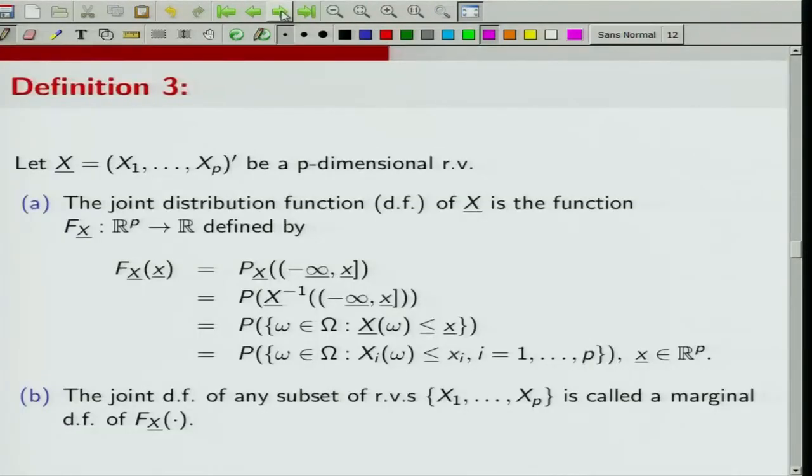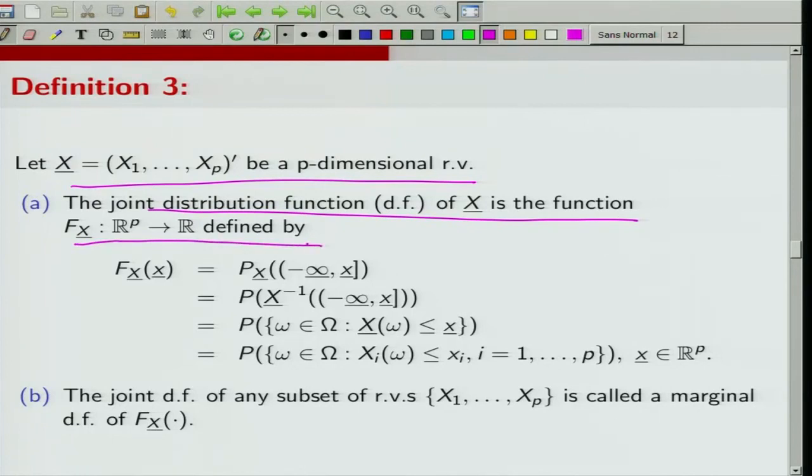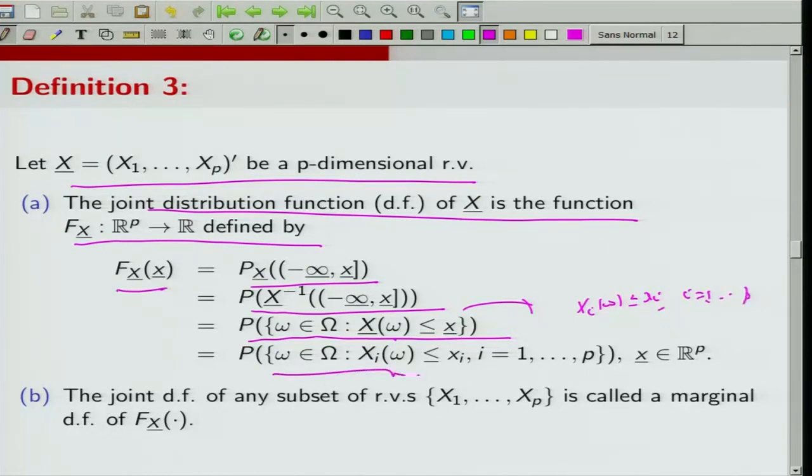So, under these notations, let me give this definition. Suppose X is a p-dimensional random variable. The joint distribution function of X is the function F_X from R^p to R defined by this: F_X(x) is the same as P(X in (-infinity, x]), which is the same as P of X inverse of (-infinity, x], which is the same as the probability of all those omega belonging to Omega such that X(omega) is less than or equal to x. This is equivalent to saying that Xi(omega) is less than or equal to xi for i equal to 1 to p. So, that is what this means. This is called the joint distribution function of X1, X2, ..., Xp.